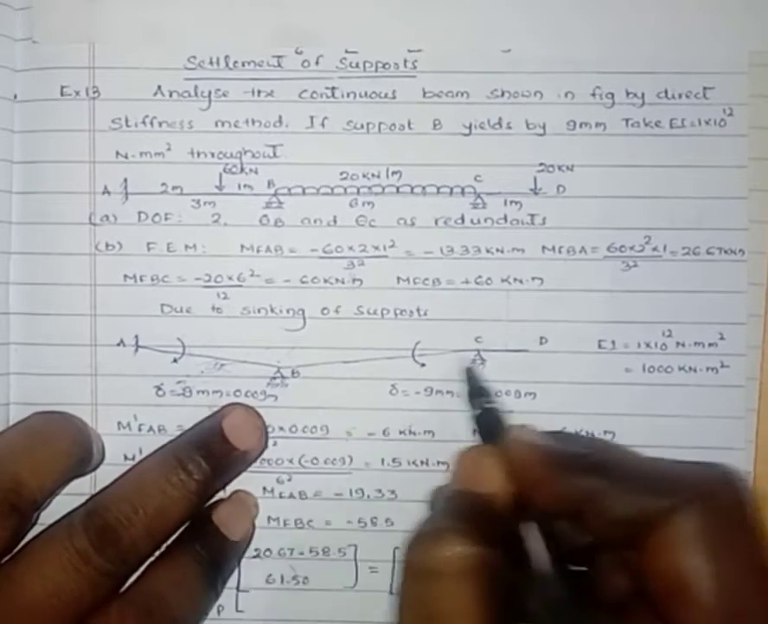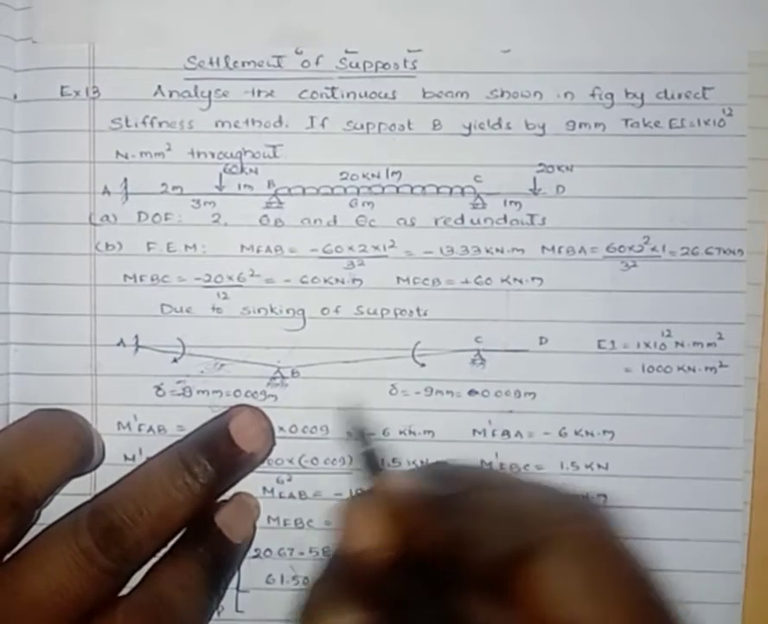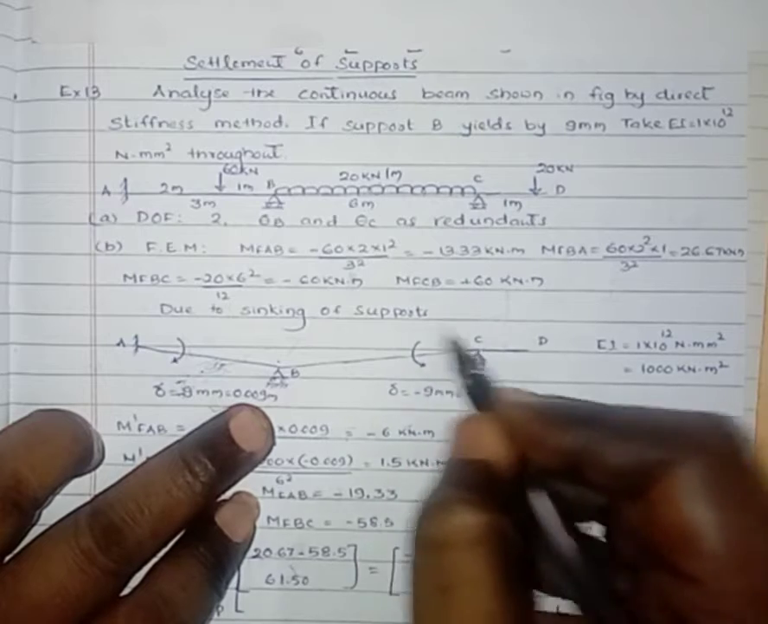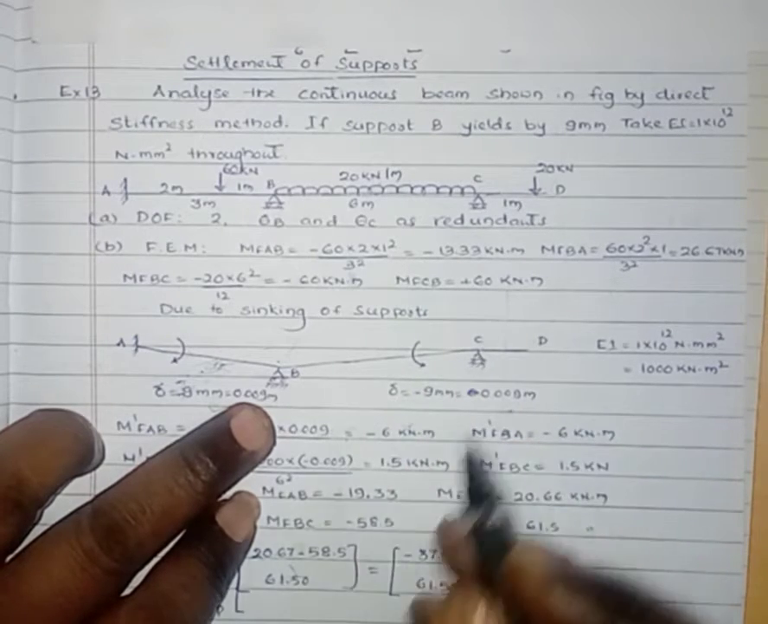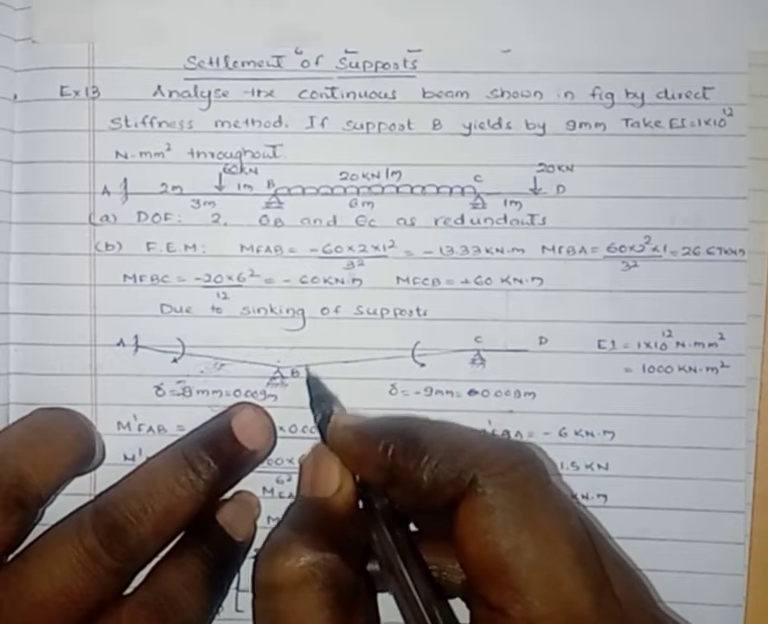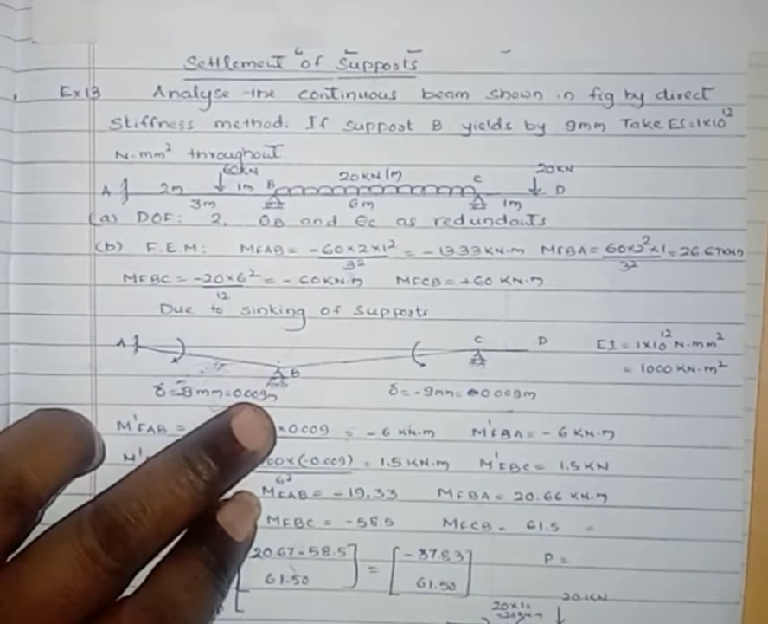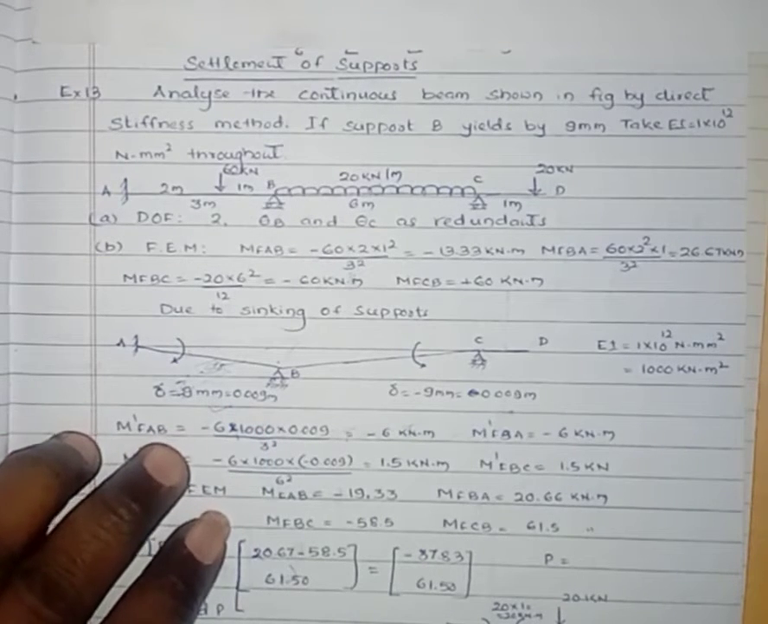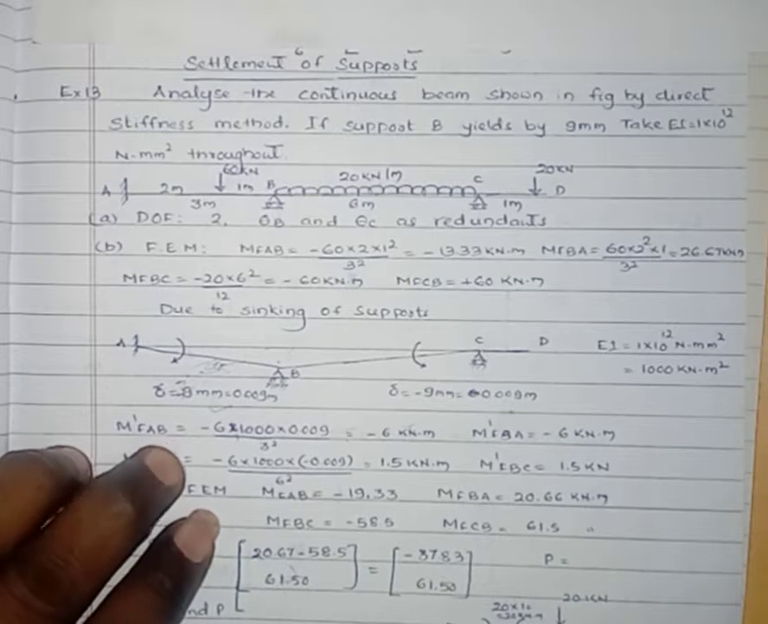Similarly, for the relative motion between B and C, with respect to C, the rotation is in anti-clockwise direction. Hence this settlement in portion BC is negative, that is delta equals minus 9 millimeter for span BC, that is minus 0.009.